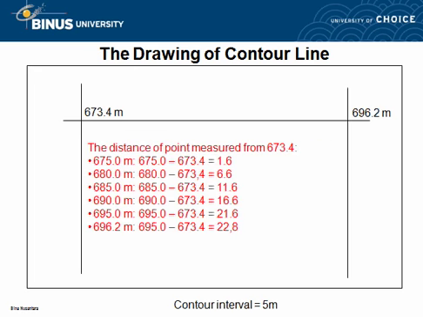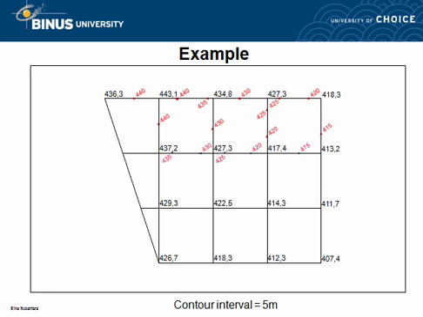Now, here's an example for a bigger one. We have some points here, or we can say that if we have a little map here, we should draw it with a contour interval of 5 meters. And here we find some points, and then here, here, here, here, here. And then we draw a line that connects points that have the same value.